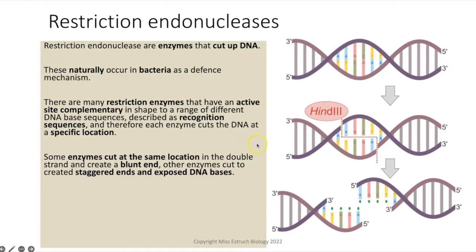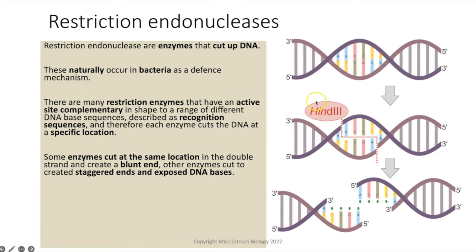Some enzymes cut at the same location in the double strand and create a blunt end, which isn't particularly useful because if you have a blunt end, it's really hard to join the DNA back together. But other restriction endonucleases cut to create staggered ends and exposed bases.